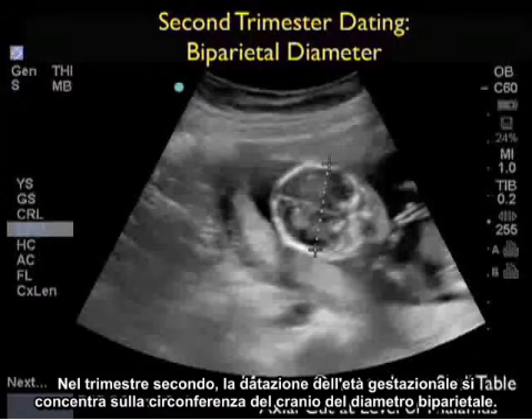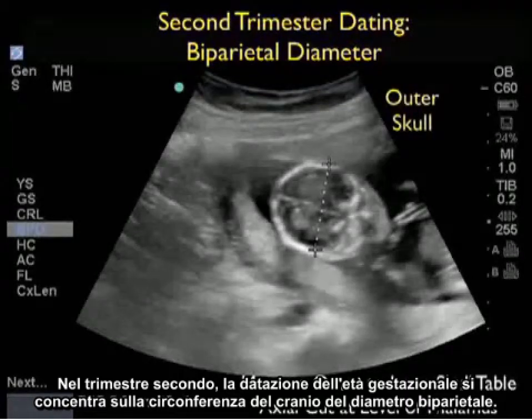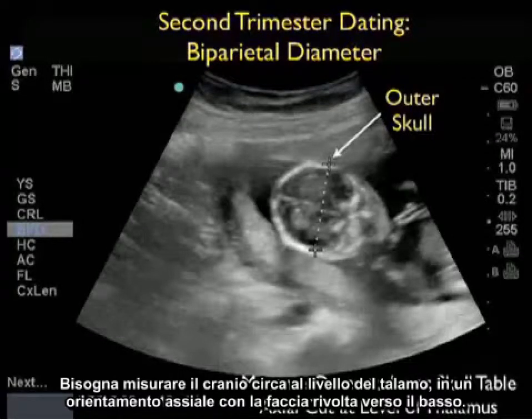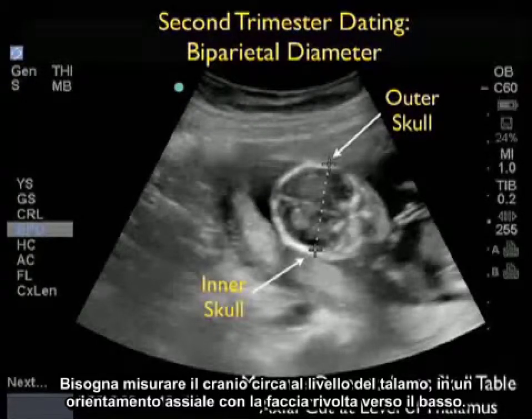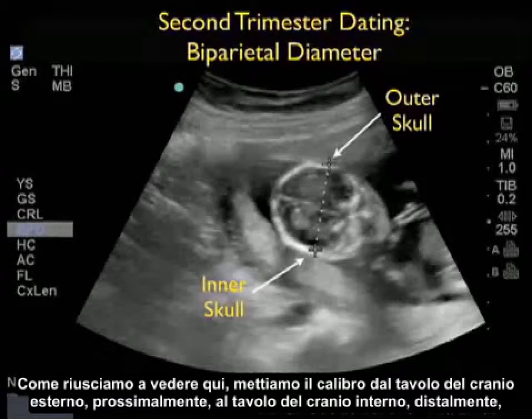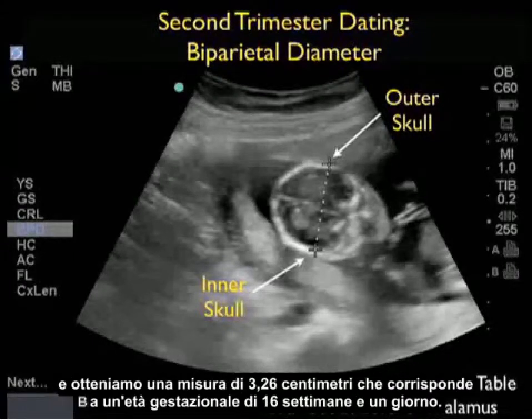In the second trimester, dating of gestational age focuses on skull circumference or measurement of the biparietal diameter. We want to measure the skull at about the level of the thalamus in an axial orientation with the face down. As we can see here, we're placing the calipers from the outer skull table proximally to the inner skull table distally, and we have a measurement of 3.26 centimeters correlating to a 16-week, 1-day gestational age.